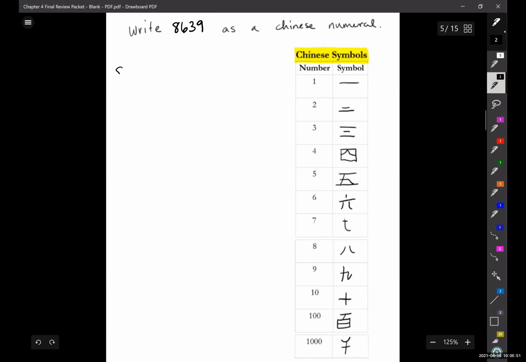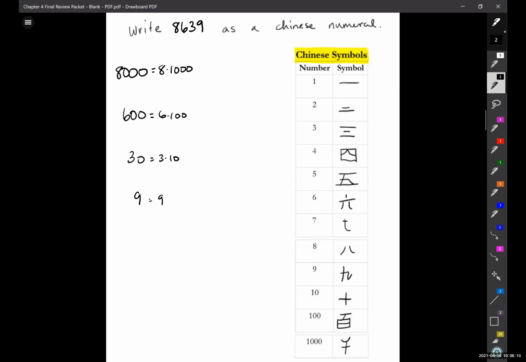So we know this is 8,639. Break it into the pieces. That's 8 times 1,000, 6 times 100, 3 times 10, and then just 9 by itself. So you always write the multiplier times the power of 10. So we find 8 and 1,000. So this is 8,000. Next up is 600.